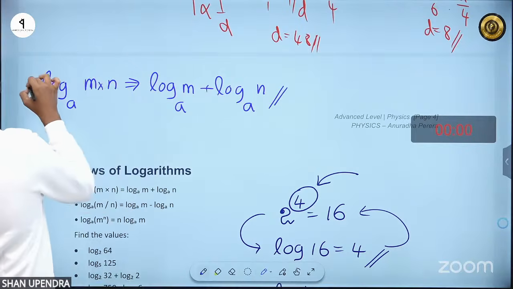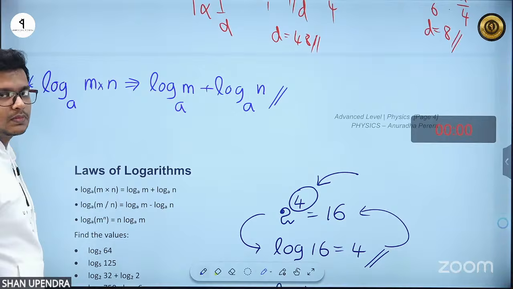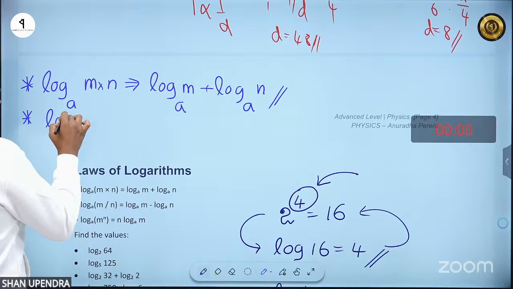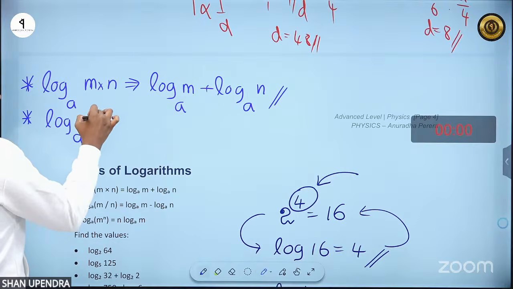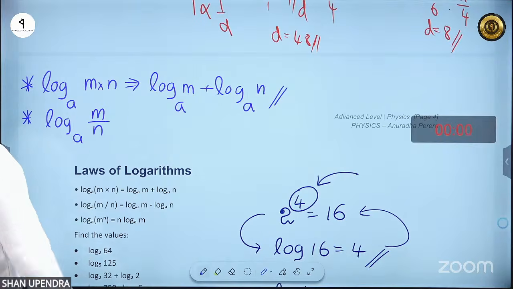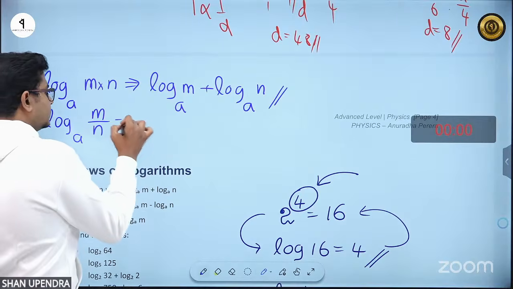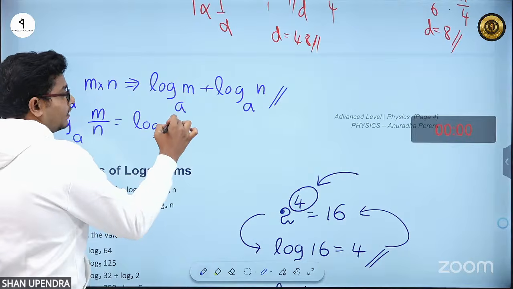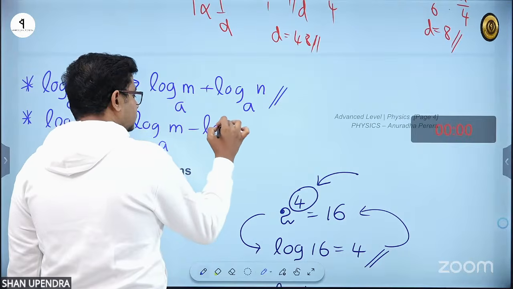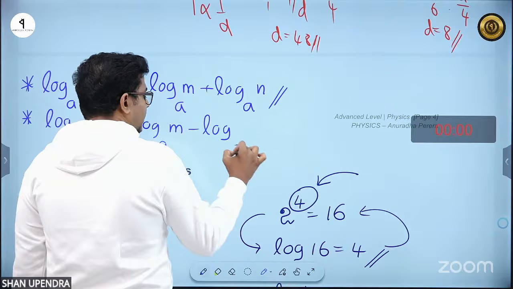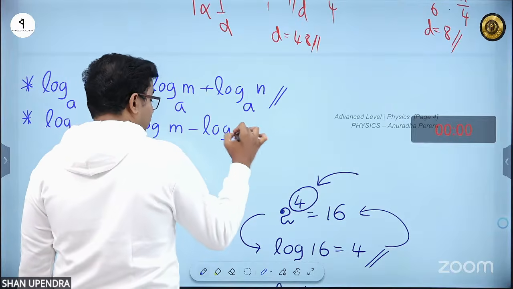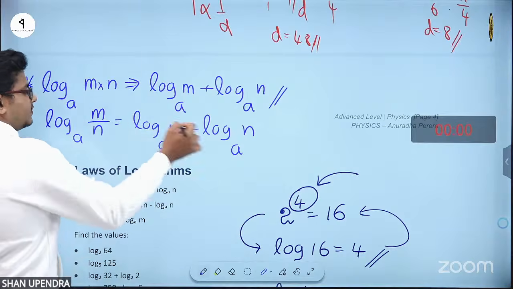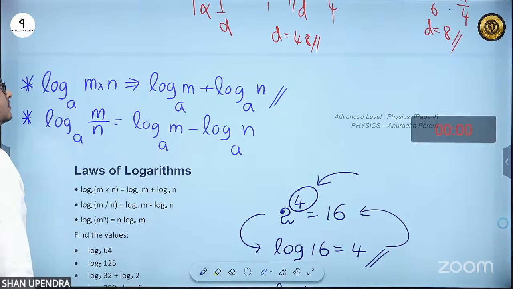This is one important relationship of log. The other rule is the division: log base a of m over n equals log base a of m minus log base a of n. So if it's a division, you represent it as a minus.